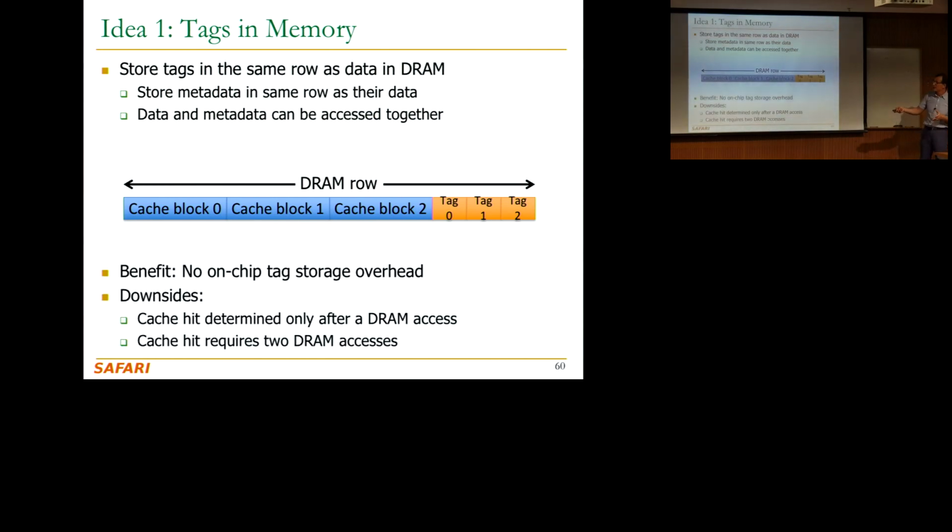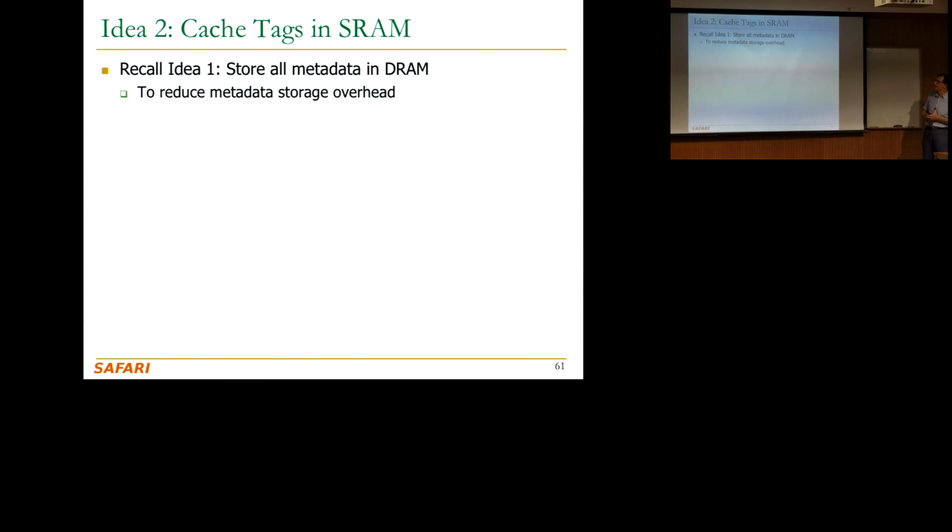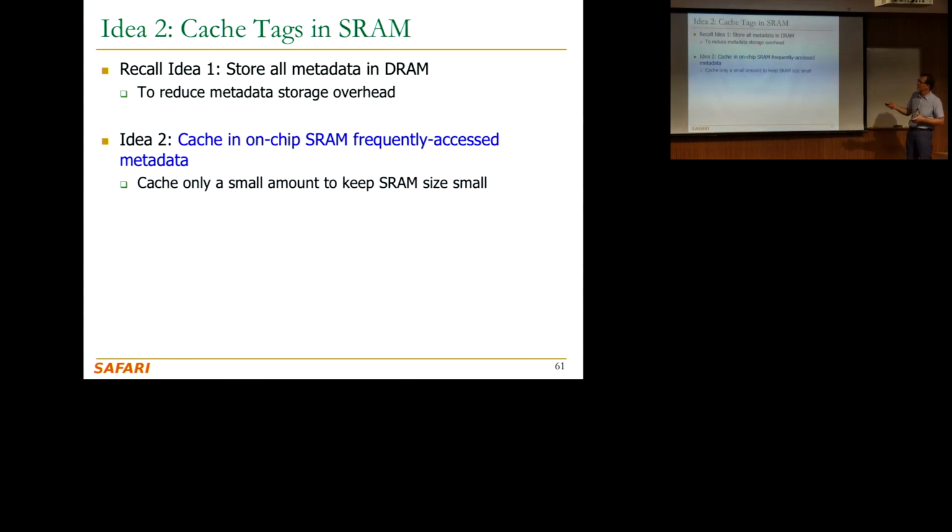Okay. So the big downside over here is cache hit is determined only after a DRAM access. So can we get rid of that DRAM access in the common case for just tag check? And the idea is very simple. As opposed to storing all metadata in DRAM, we still store all metadata in DRAM, but we cache some of it in on-chip SRAM. So basically, now you're caching the metadata. It's actually a relatively old idea.